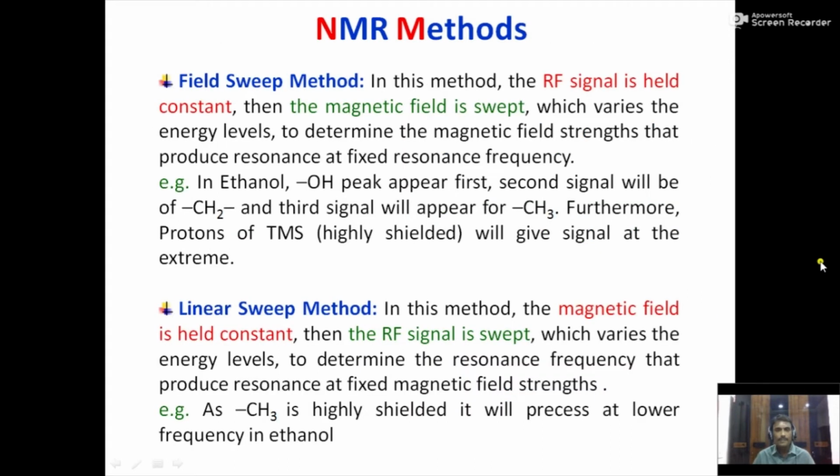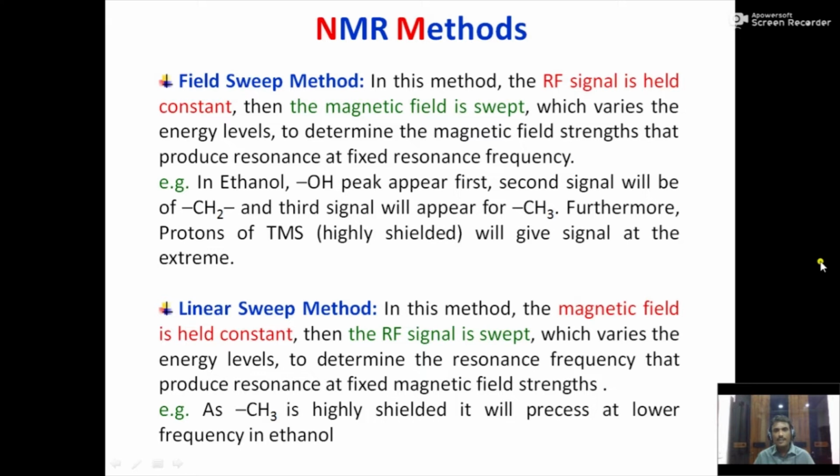Two types of NMR methods are possible here. The field sweep method is there. The name itself suggests that we are changing the field. To sweep means to change, to vary. In this method, the radio frequency signal is held constant and we change the magnetic field over a small range, over a small scale.